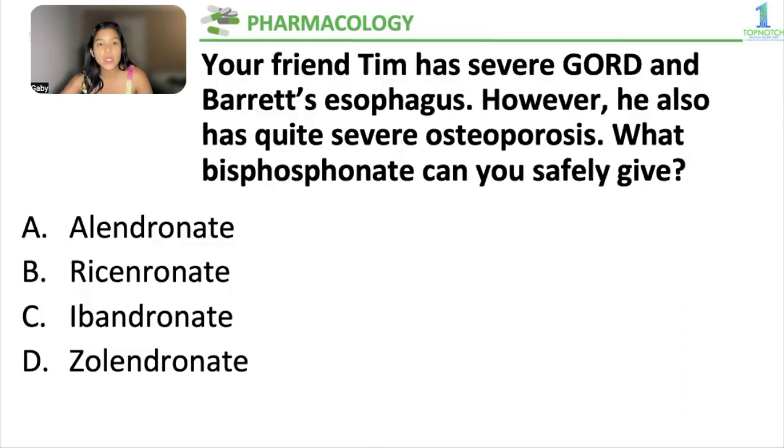So let's do a few quick questions. Your friend Tim has severe GORD and Barrett's esophagus. However, he also has quite severe osteoporosis. What bisphosphonate can you safely give him? Bisphosphonates can cause really bad pill esophagitis. However, we can give bisphosphonates IV, and the bisphosphonate we can give IV is zoledronate, thereby bypassing the side effect of pill esophagitis.